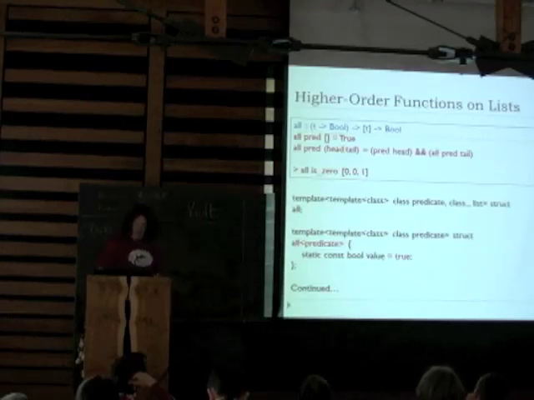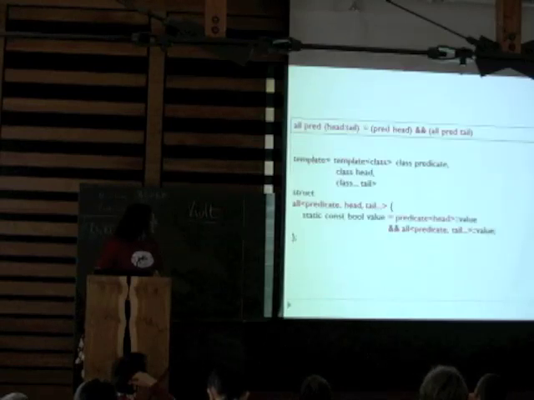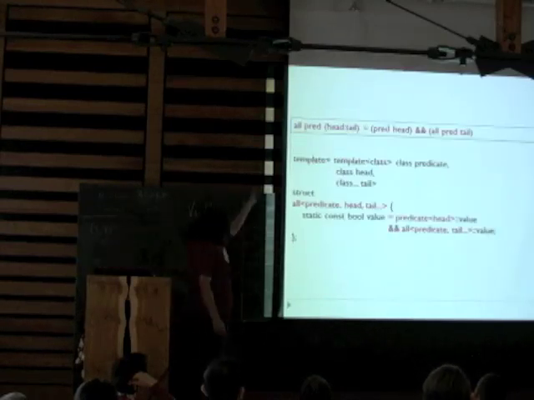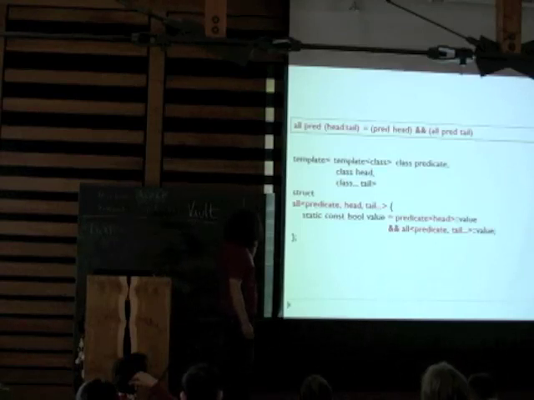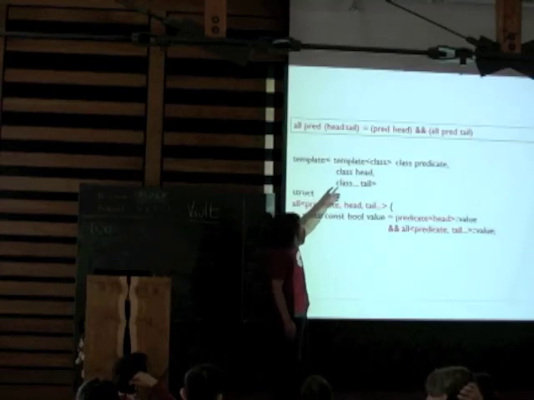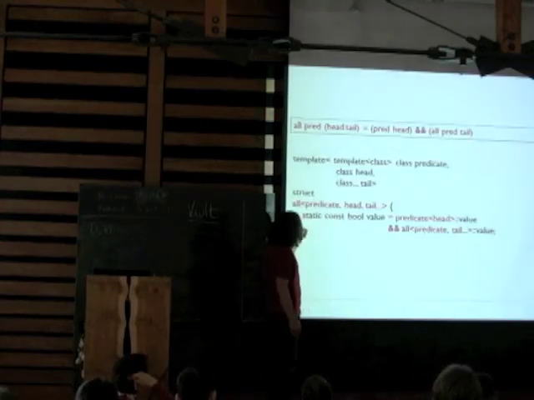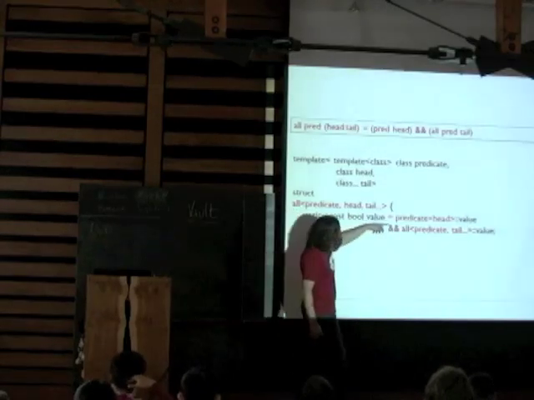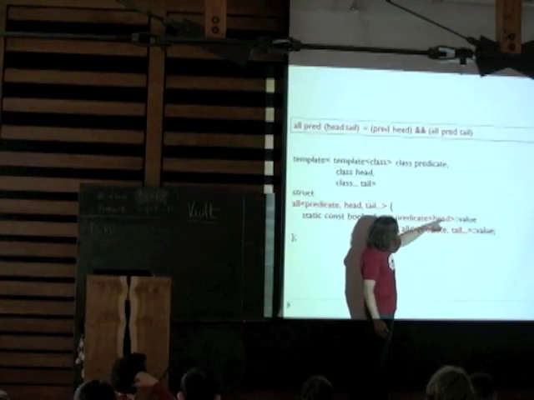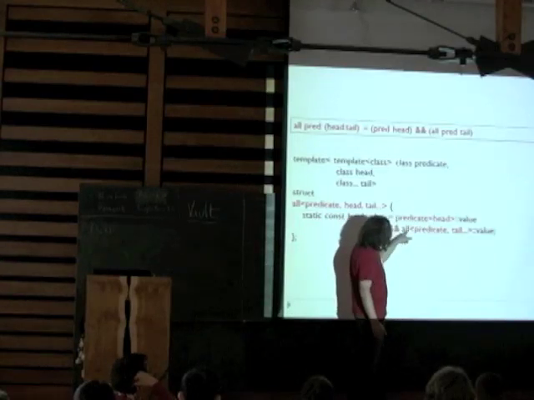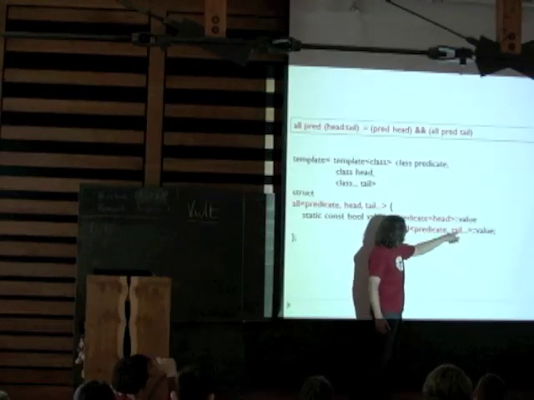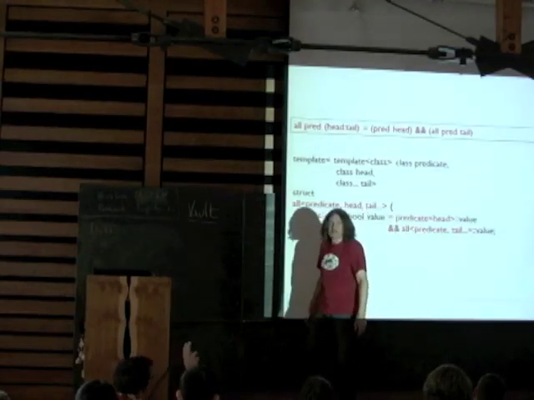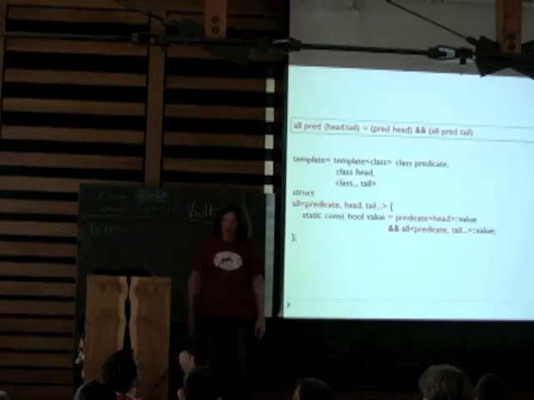I mean, in Haskell, it's written in a few lines, but here you have a page. So I repeat the Haskell definition here, so that we see. So this is the specialization when the list is non-empty, so it splits it into head and tail, right? And it calls itself, it applies the predicate to head, ands it with the recursive call to all predicate tail. Simple.